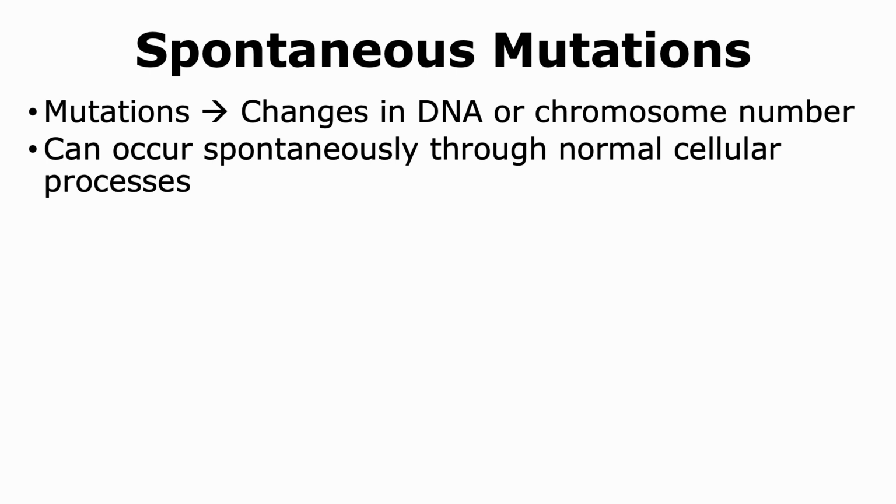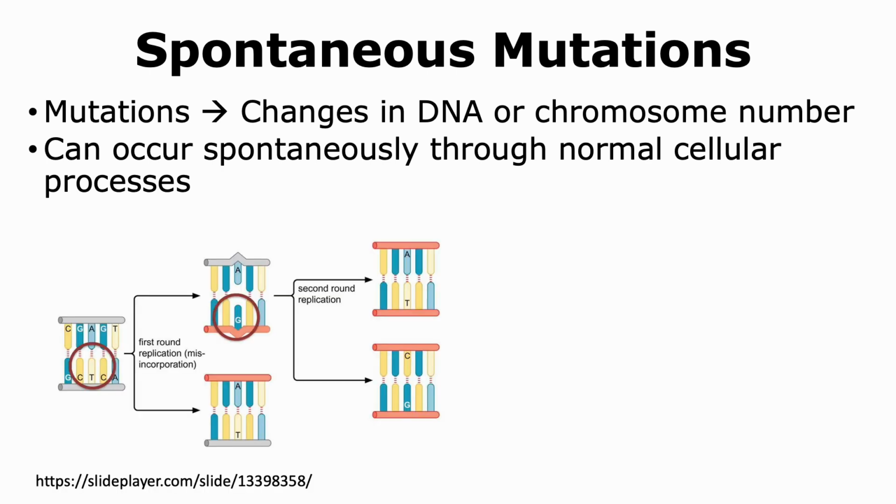Mutations can occur spontaneously through normal cellular processes like DNA replication. In this example, we are able to see that during the process of DNA replication, a thymine got changed into guanine. If this is not repaired, then during successive rounds of replication, the guanine remains instead of it being turned back into a thymine, and thus now a mutation has been introduced in the DNA.